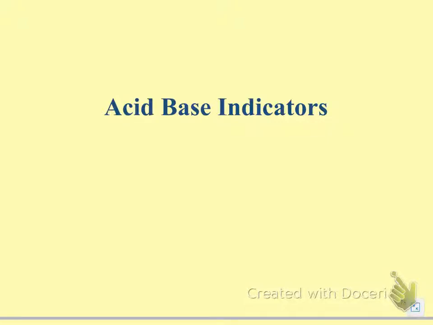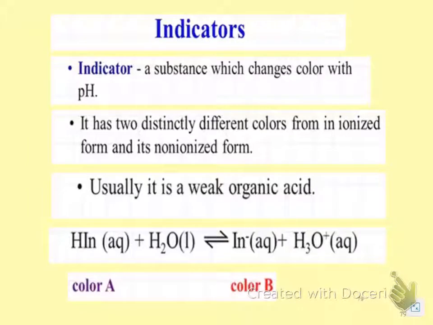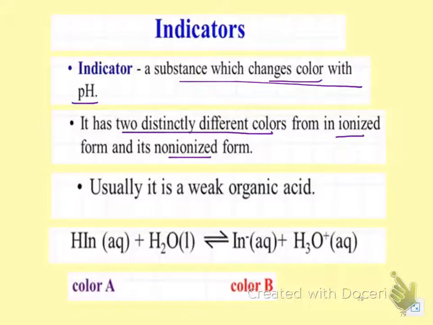Okay, this is our last podcast on acids and bases, and we're going to talk about indicators because you really can't talk about titrations without talking about indicators. Indicators are simply a substance that changes color with pH, and they always have two distinct colors, one when it's ionized and when it's not ionized.